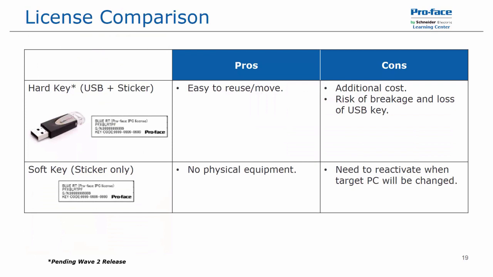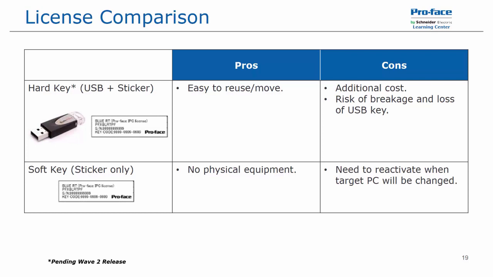A quick license comparison or review of what we've discussed. We have the two major types, the hard key and the soft key. Hard key typically will come with a USB stick and the sticker. Soft key will be a sticker or label only.